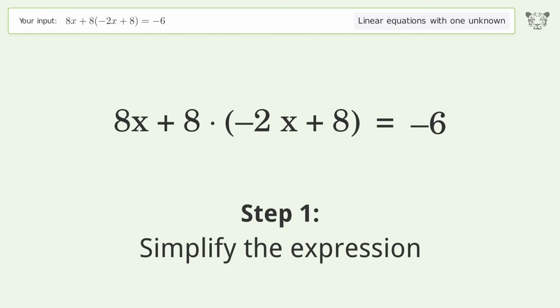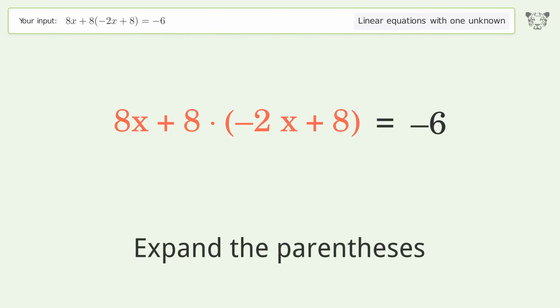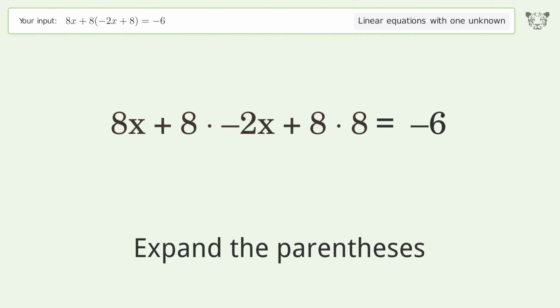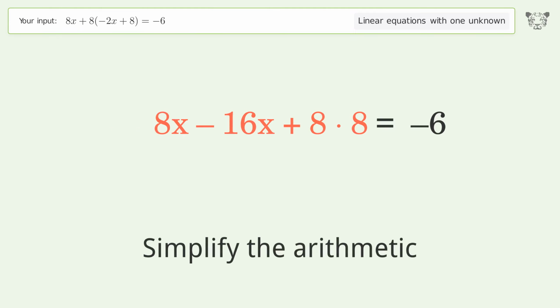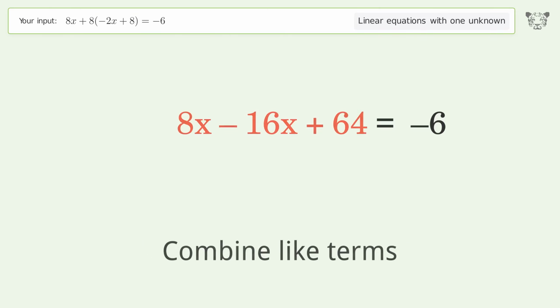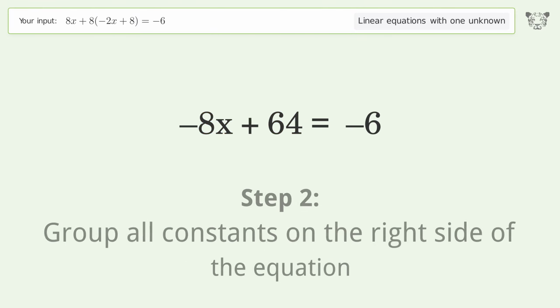Simplify the expression. Expand the parentheses. Multiply the coefficients. Simplify the arithmetic. Combine like terms. Group all constants on the right side of the equation.